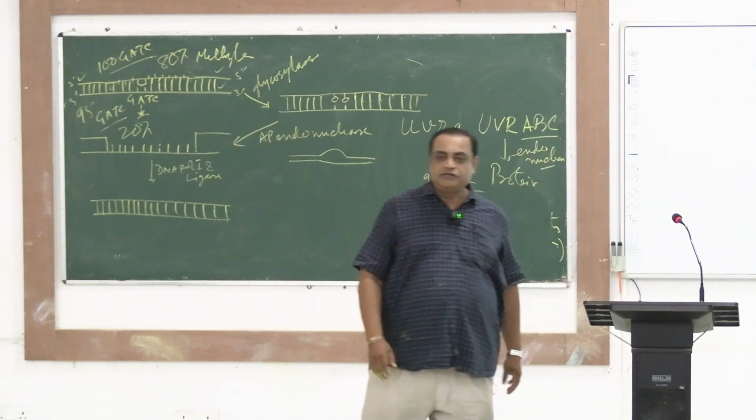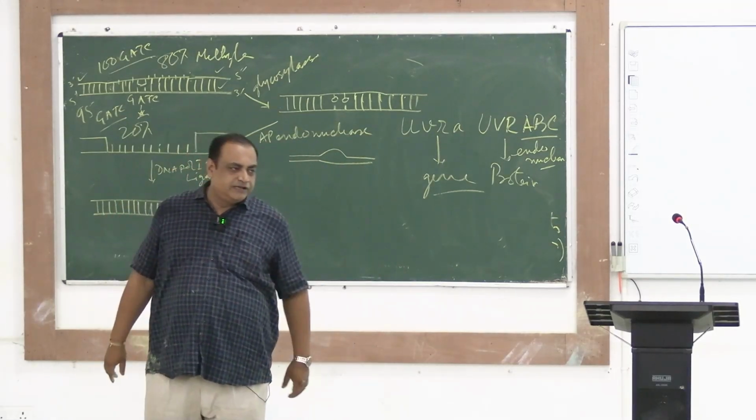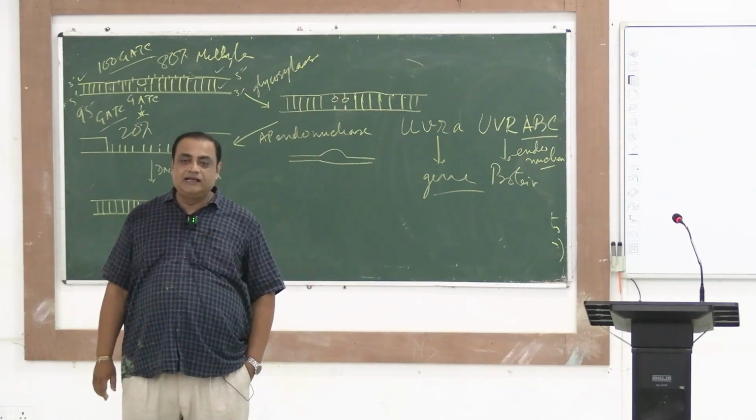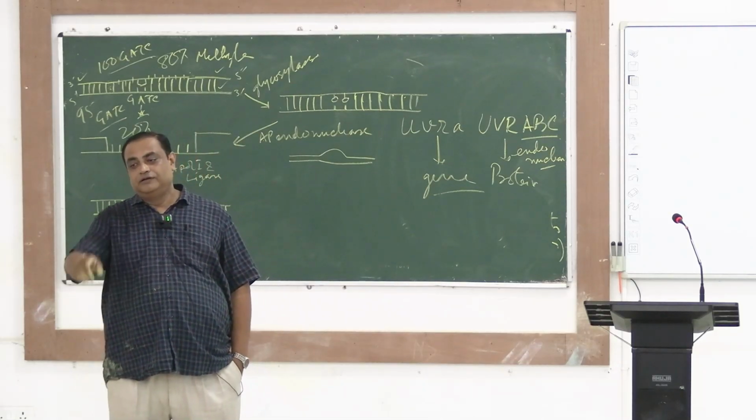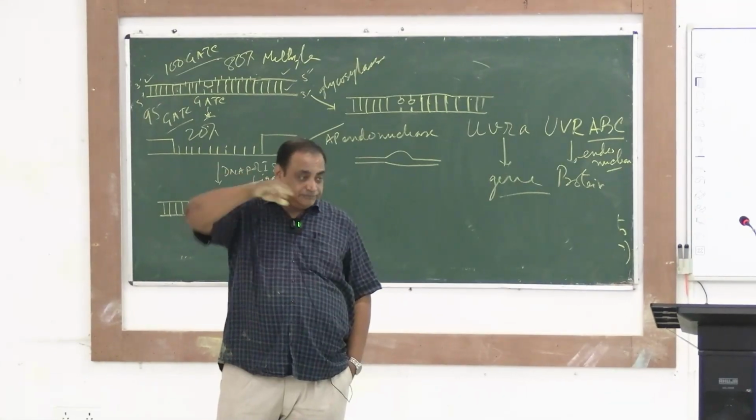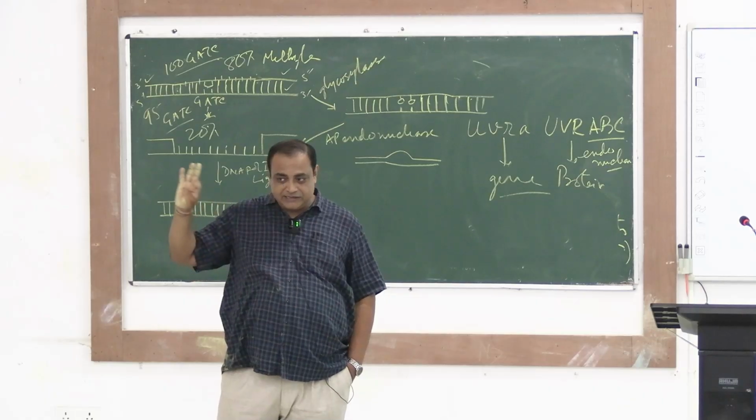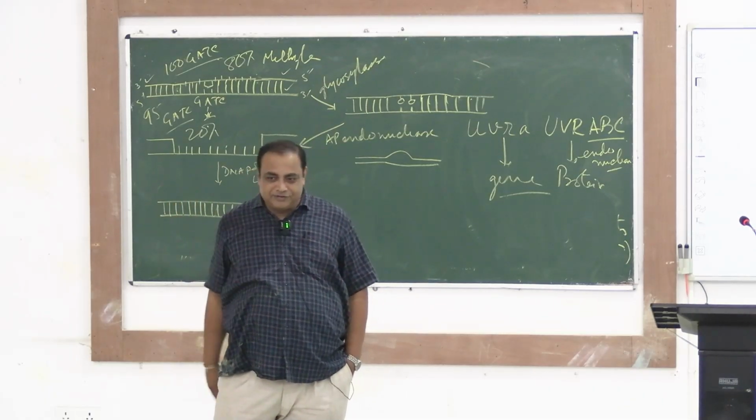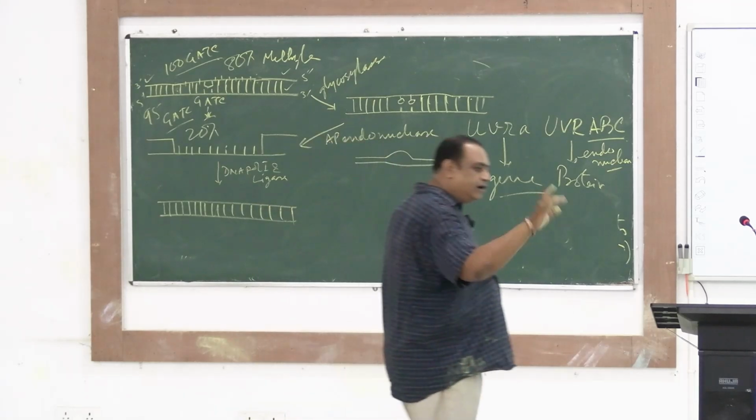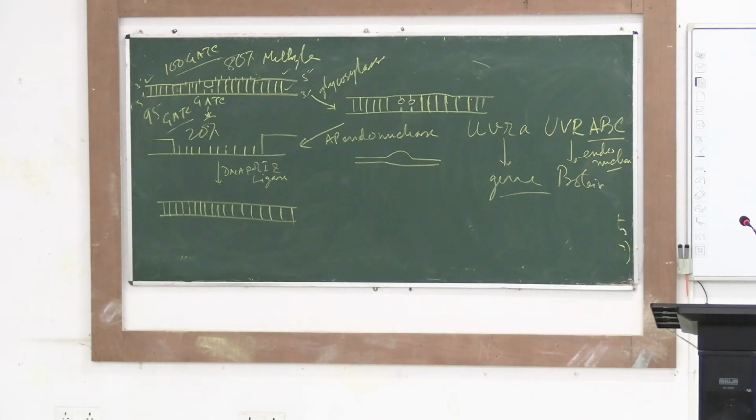But SOS response, at the same time, it is also put under the asterisk that it is an error prone repair. 75% chance that this will be wrong. Out of 4 bases, only 1 base is correct, rest 3 are wrong. So 75% chance that it will be a mistake. So it is called error prone repair.